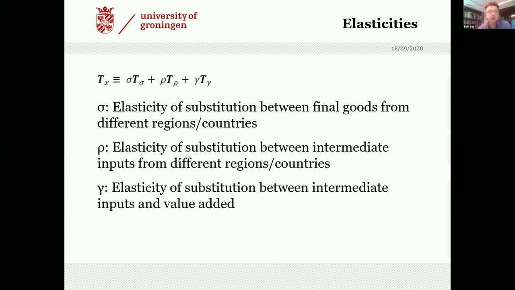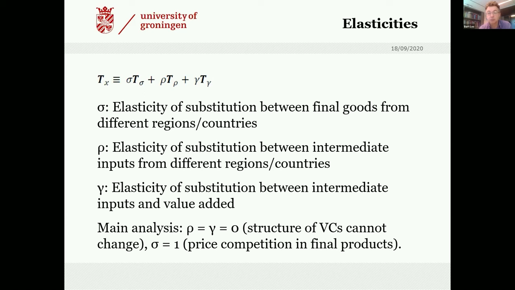The total elasticity is the weighted sum of three elasticities. So there can be substitution between final goods from regions. There can be, in principle, elasticity of substitution between the intermediate inputs from different regions or countries. And there could be a positive or a negative elasticity of substitution between intermediate inputs and value added. So between doing things yourself, producing intermediate inputs yourself, or sourcing them elsewhere.